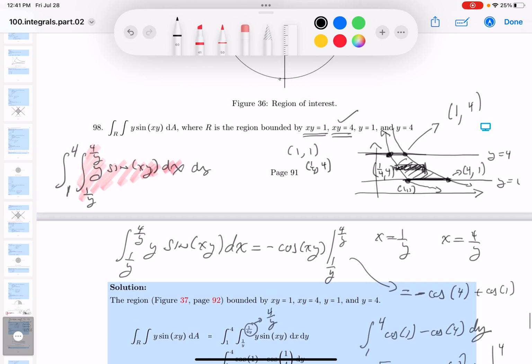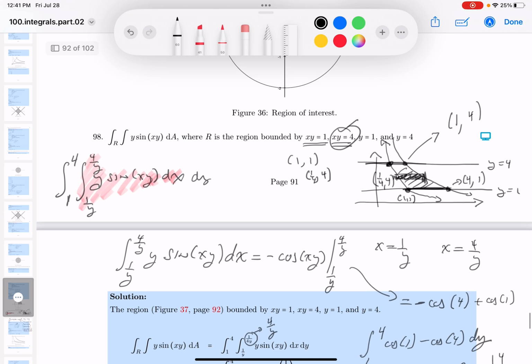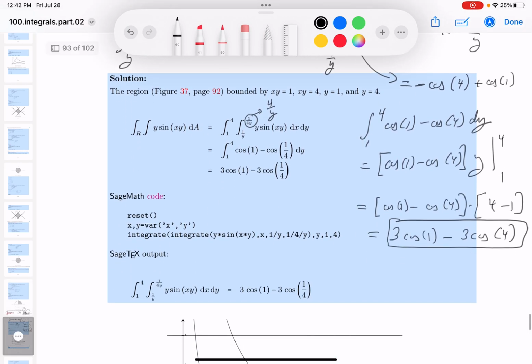Let me just check that. xy equals 4. That means x equals 4 over y. I need to correct my notes, by the way, and I will correct that. This is the correct answer. Sorry. Thank you.